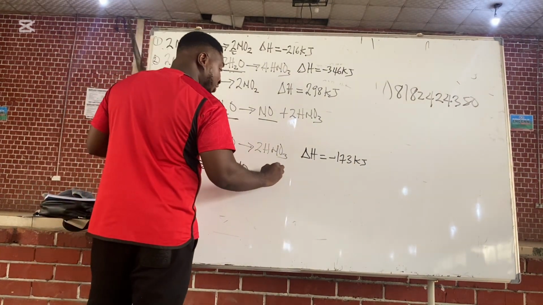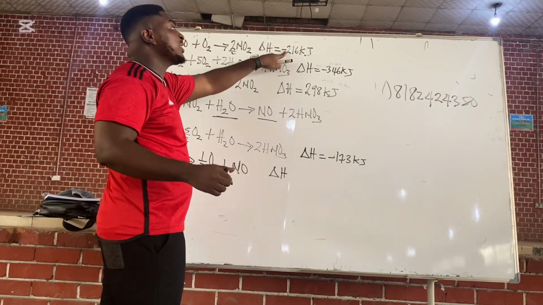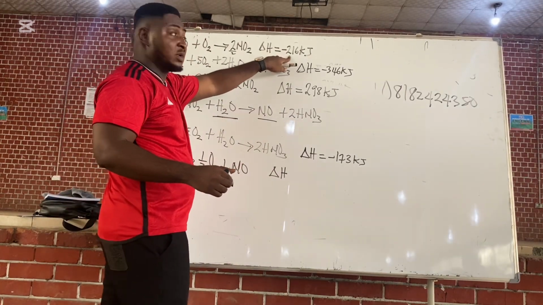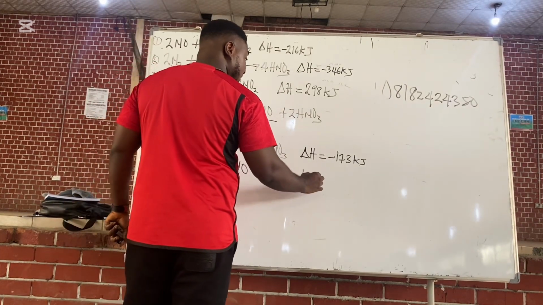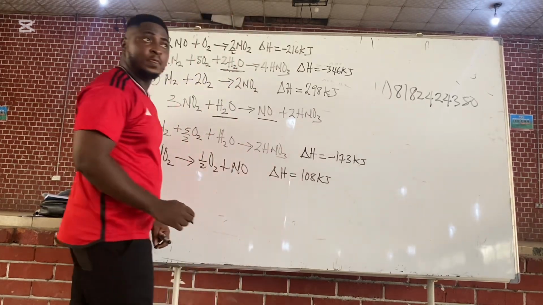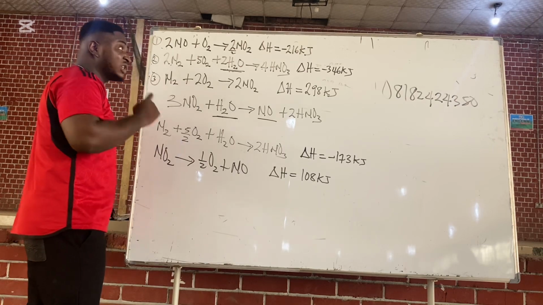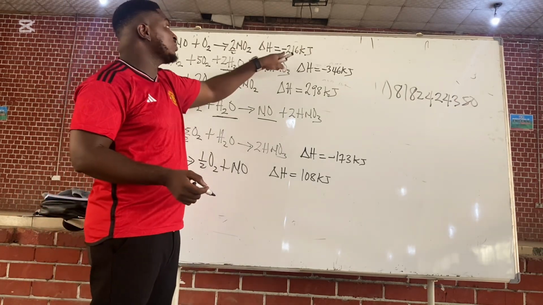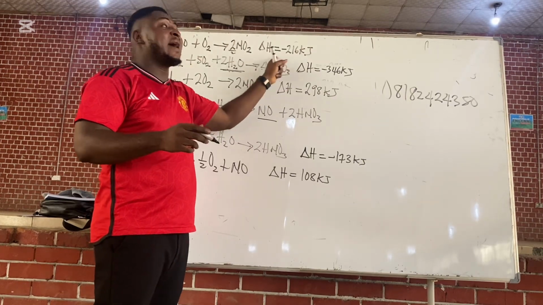What will happen to the enthalpy change? It's also going to be reversed and divided by 2. Reverse means instead of negative it becomes positive. But divided by 2, 216 divided by 2 is 108. 108 kilo. It's not minus, it's plus now. It was minus up there. When you reverse, it becomes positive, then divide by 2, it becomes 108.